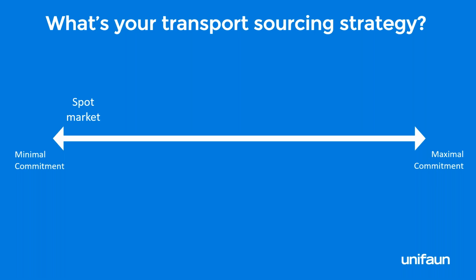On the far left side of this axis, we can see minimal commitment. What it means is that you commit as little as possible to your carrier, your supplier. You go to the spot market, and for each individual shipment, you find the best available price without committing anything and without having any commitment back. So it's really a spot activity.